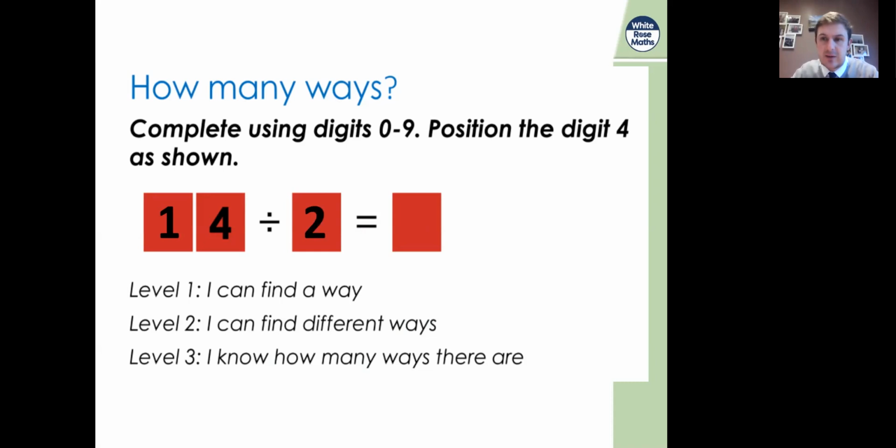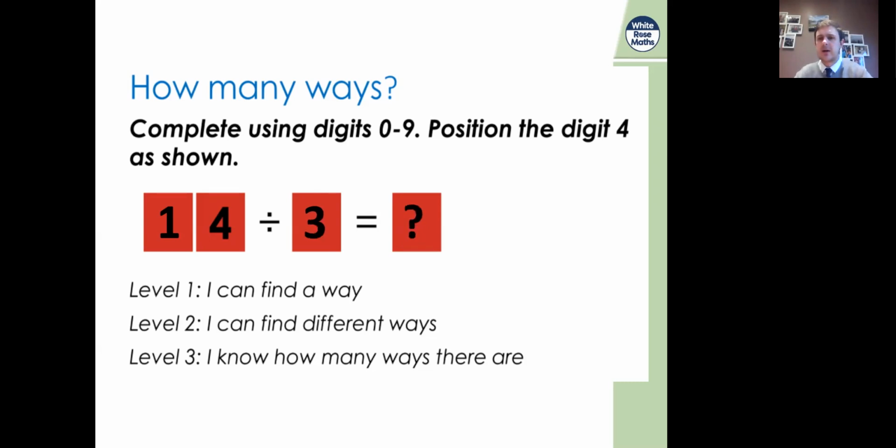What if you did 14 divided by 2 though? 14 divided by 2, what would that give you? Half of 14 would give you 7. Okay, so there is one that works. We've achieved level 1. We found one way of doing it.